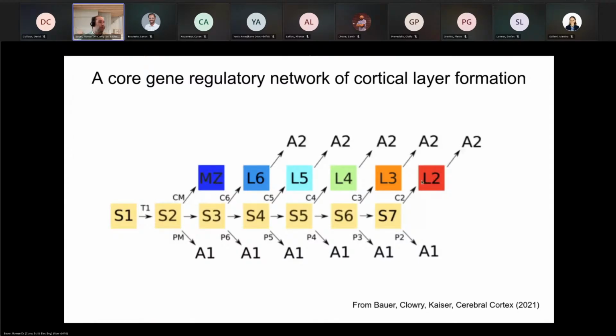So these are 6 different cell types: the marginal zone, layer 6, layer 5, layer 4, layer 3, and layer 2, and they differentiate from a stem cell pool of undifferentiated progenitor cells. And we also have some apoptosis. So the A stands for apoptosis. You don't need to understand this in great detail. The important thing here is just that we created a gene regulatory network model that is biologically plausible and that produces different types of cells.